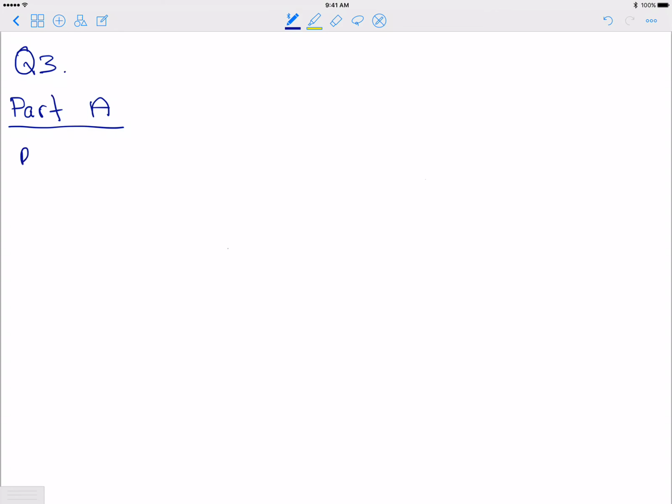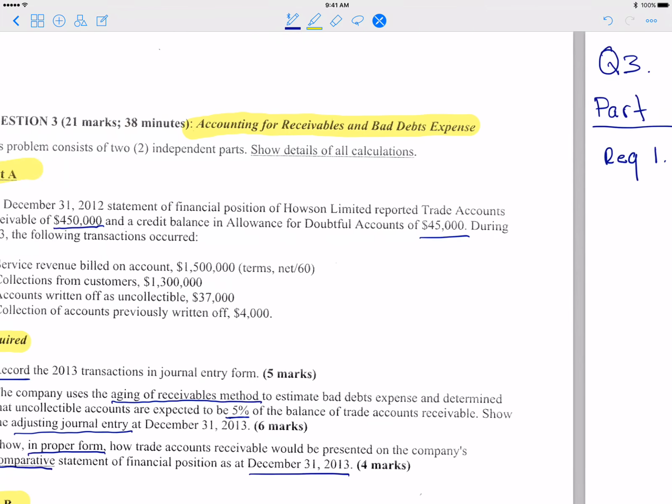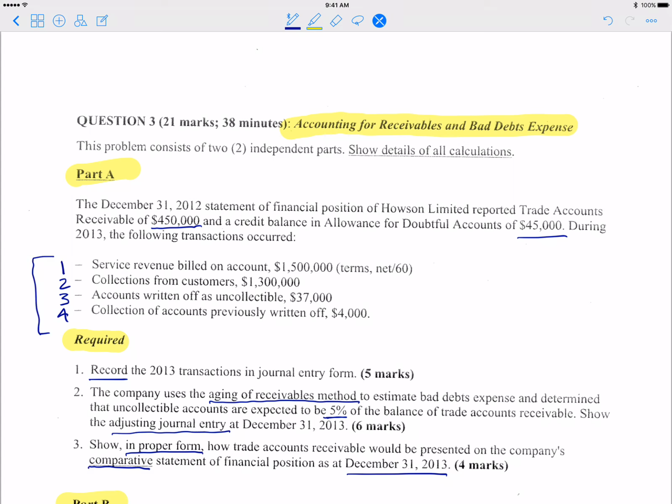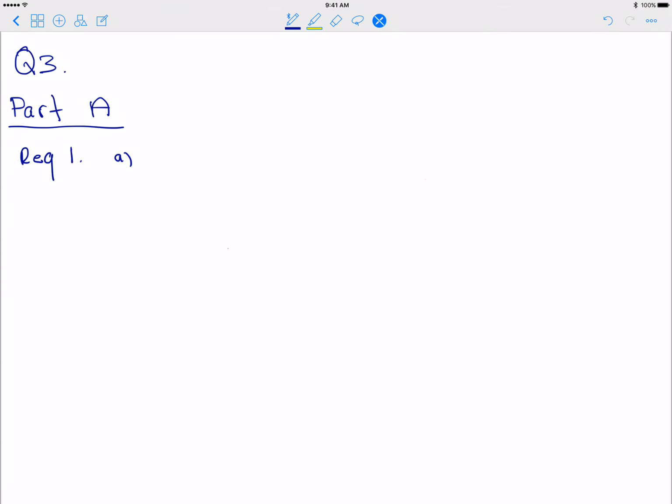So here we see that we're answering question 3, part A, required 1. So we're being asked to record journal entries. So we'll get started with the first journal entry. So in the problem, moving back, we saw that the first one was service revenue billed on account for $1.5 million. So throughout the year, $1.5 million worth of work was done for other individuals, but some of it was done on credit and is yet to be paid. So we'll have to record that.